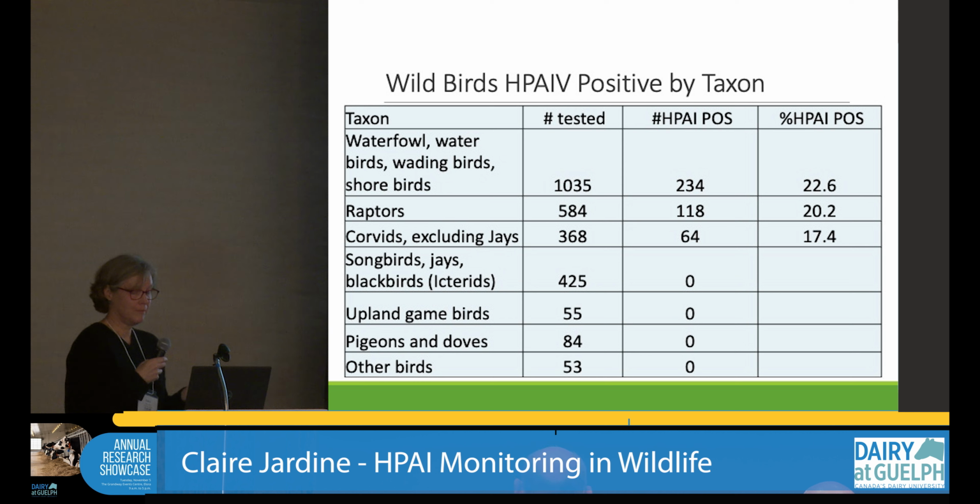But even though we haven't seen high-path AI in pigeons or grackles or starlings, these species have tested positive in other areas, so it doesn't mean they can't be infected, it's just that we haven't seen it yet. But it clearly isn't very common.